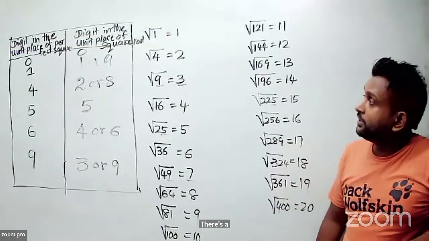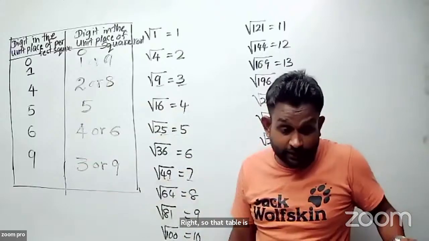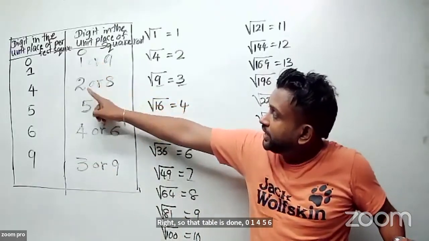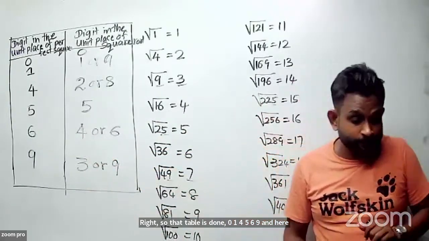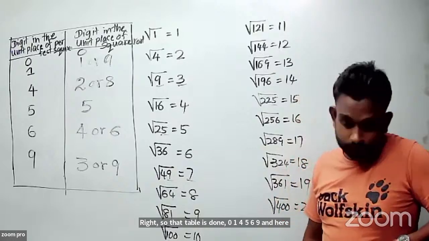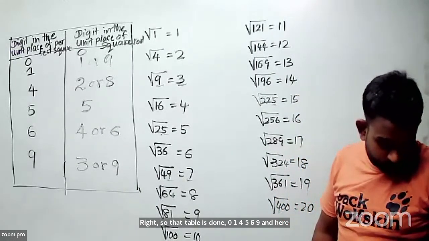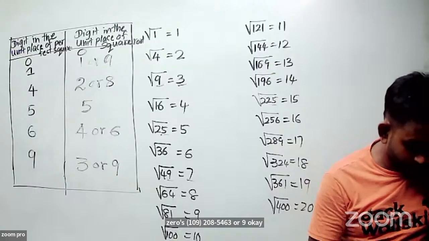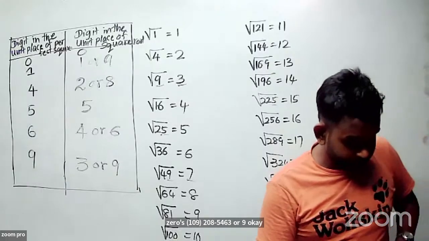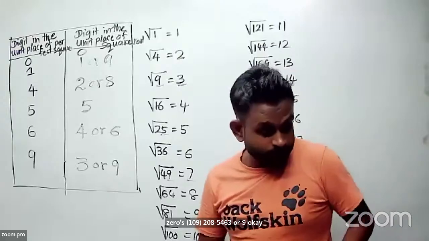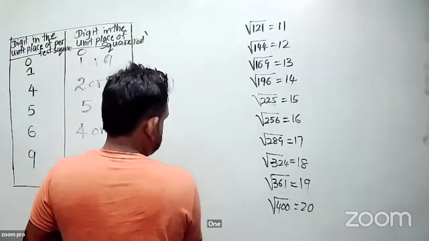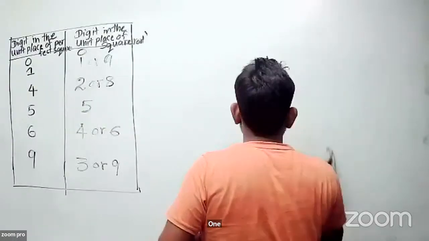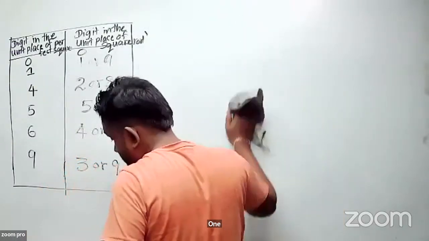Right. So that table is done. 0, 1, 4, 5, 6, 9. Done, sir. Okay, right. So that is done. Remember this table. For the next question, we need this one.